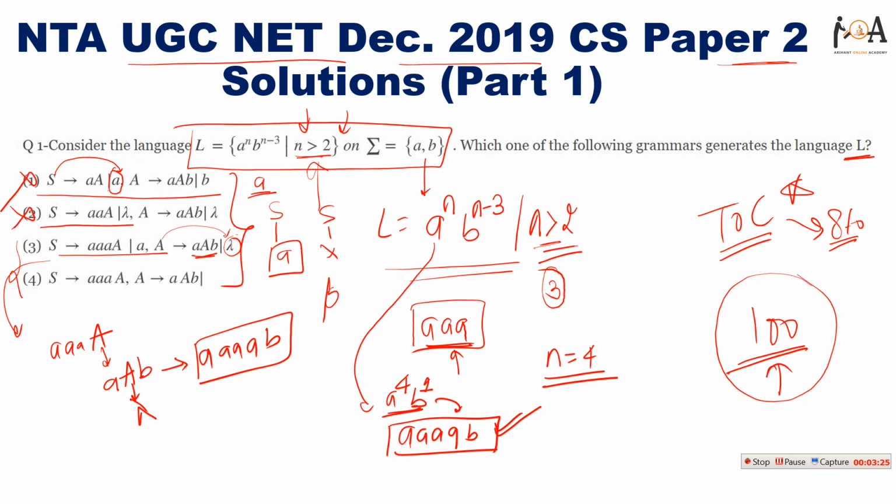But if I try to generate this string with grammar 4, then triple a is there and a single a is there, and with this a I am able to generate aab, but I can't end this A with lambda, because there is no lambda production. So I am not able to generate this string, which is part of this language. So option 4 is incorrect, and only option 3 is correct. Option 3 is the correct answer for this language.